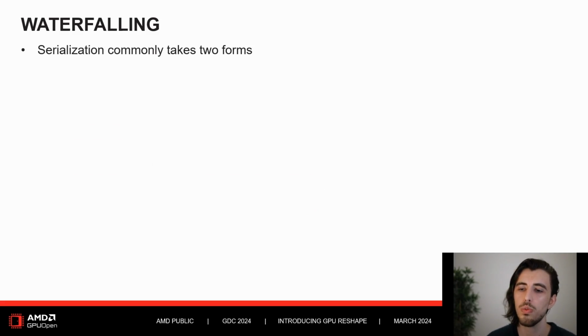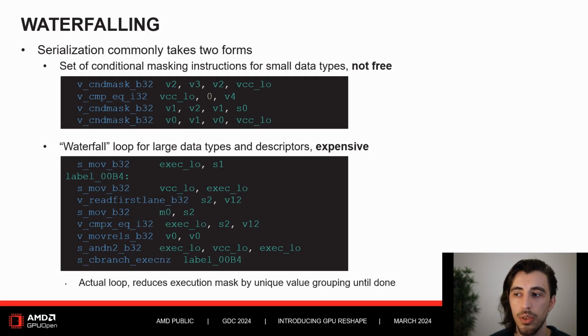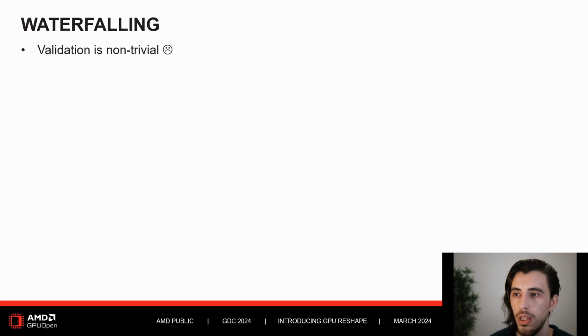But what is waterfalling really? Mostly it's one of two forms. For small data types, it's a set of conditional masking instructions. While these aren't free, they're not overly expensive. But for large data types and descriptors, it compiles into an actual loop. This loop reduces the execution mask such that each iteration only handles one unique value at a time, effectively scalarizing the loop body, and this can be very expensive.